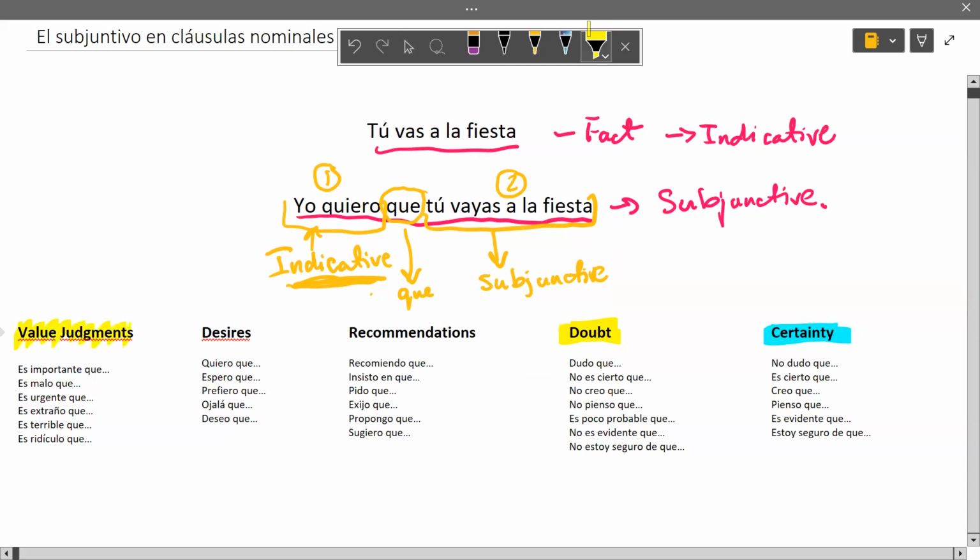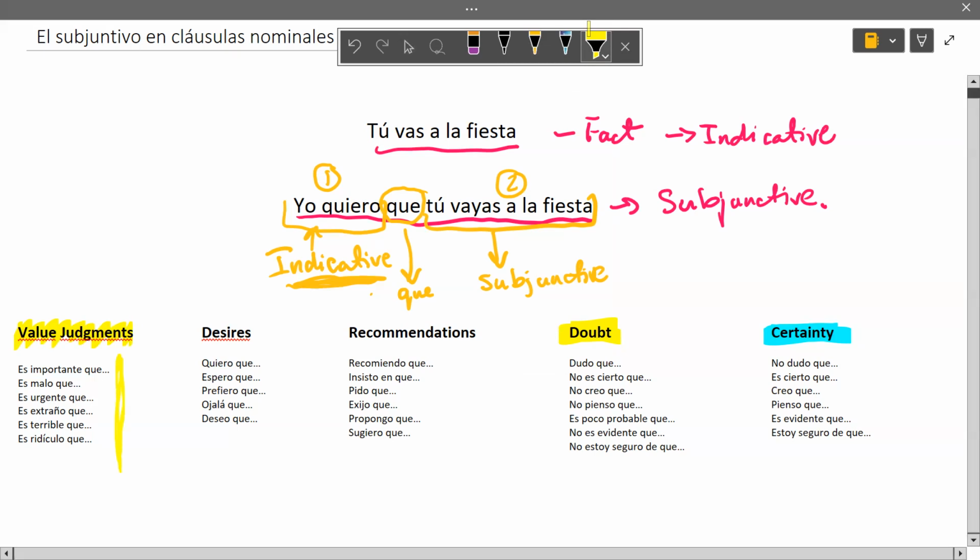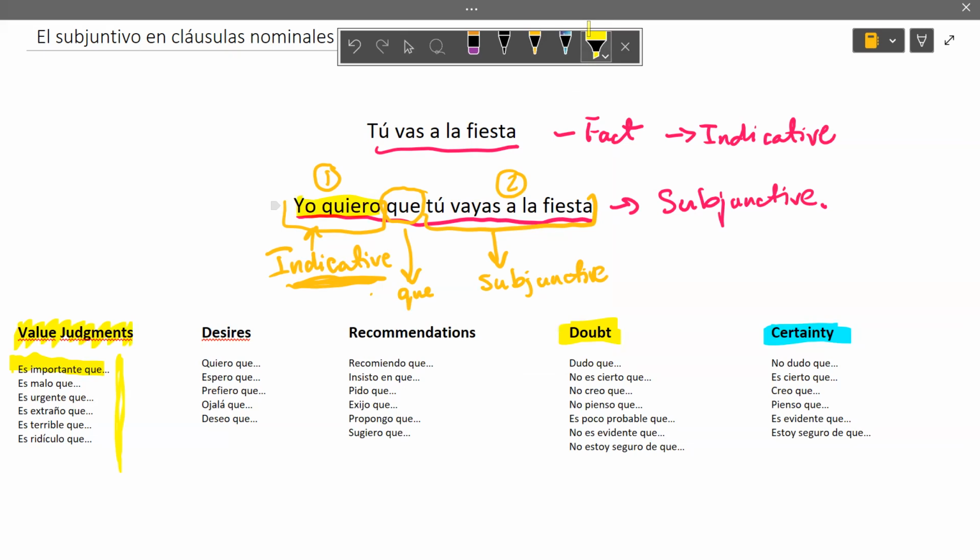First of all, value judgments. These are things where you are making a judgment about something else, that something is good or bad or ridiculous or great or poor or whatever, right? So if you see es importante que, you know that whatever comes after the que has got to be conjugated in the subjunctive. Another one is desires, when you're expressing a desire. So if you see quiero que, you know that whatever comes afterwards has to be in the subjunctive. Again, you're trying to exert your will onto the second part of that sentence.